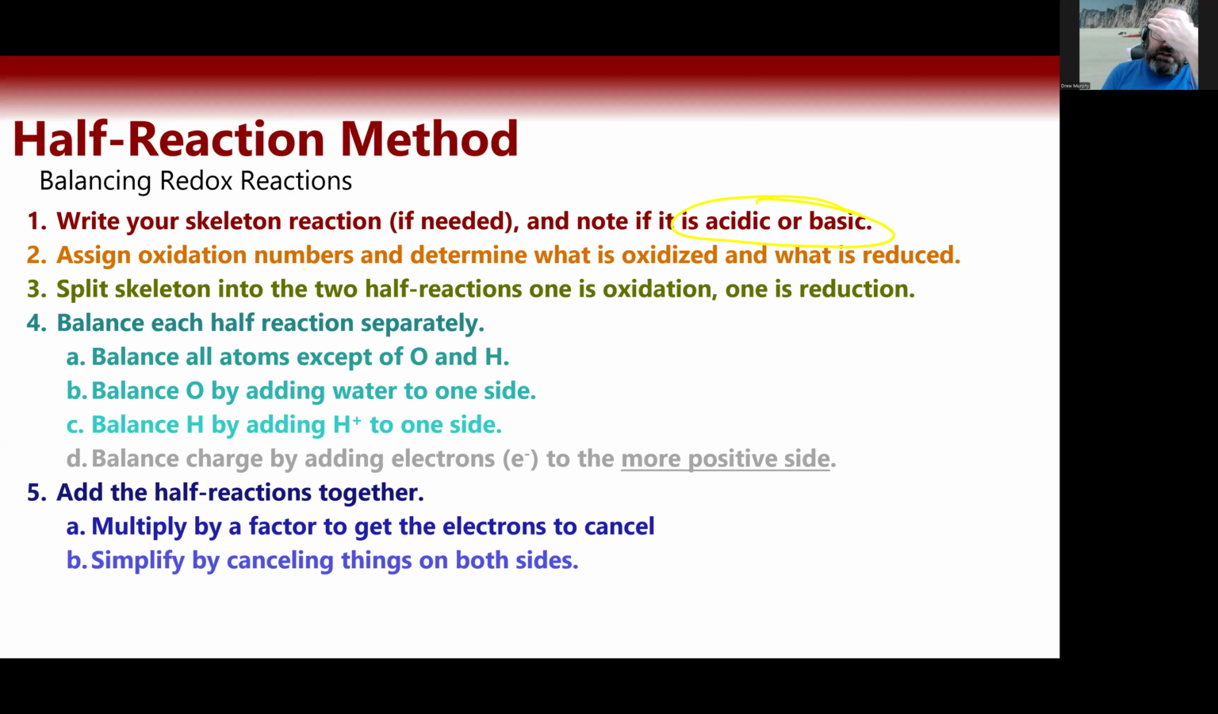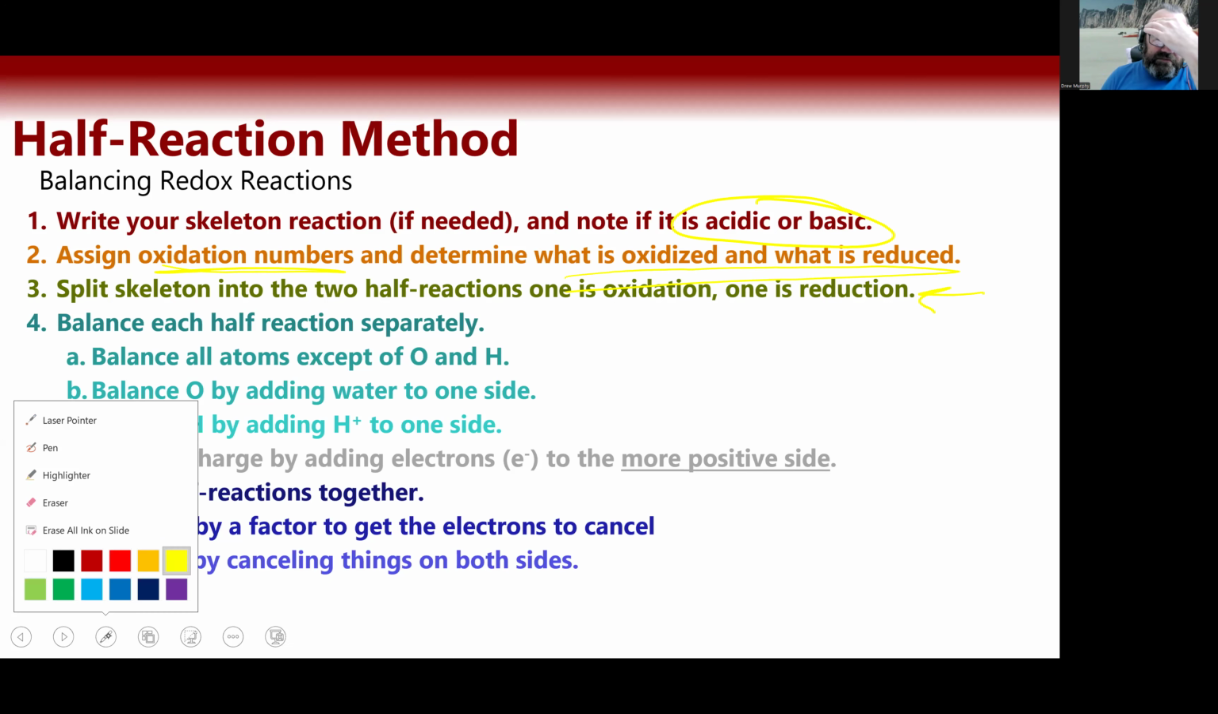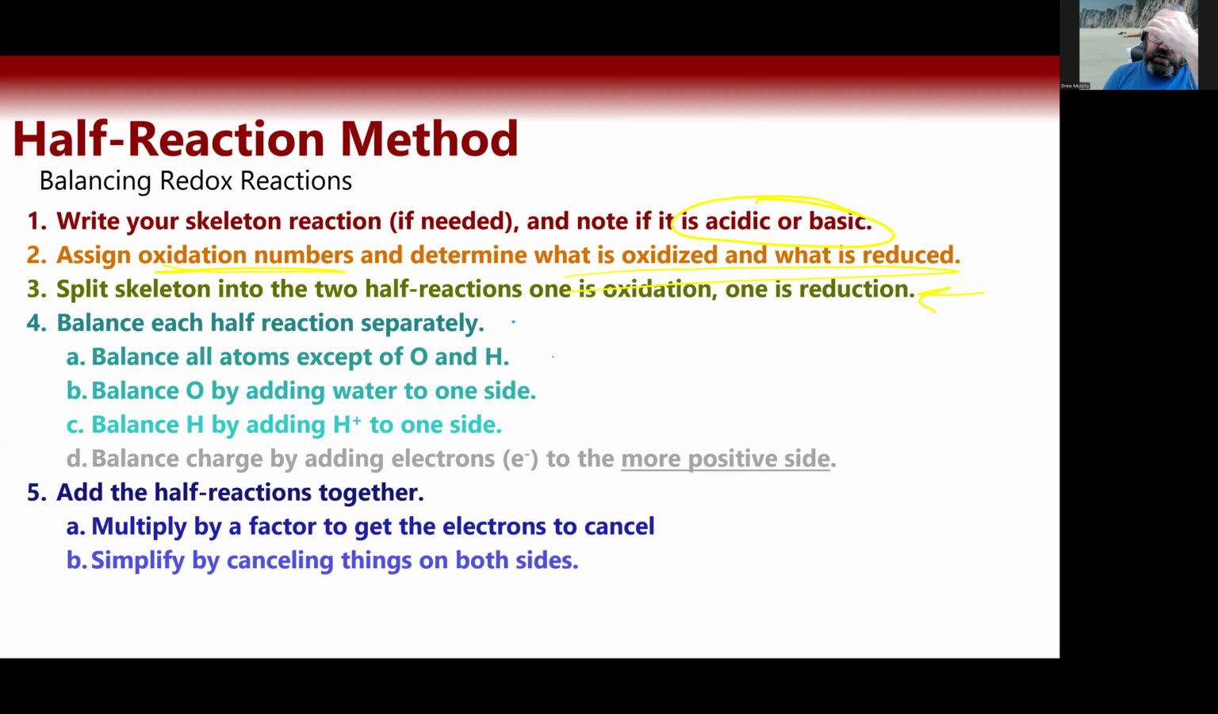We have to assign oxidation numbers and determine what's oxidized and what's reduced. We're going to make half reactions, and then we're going to balance each half on its own, which follows these steps. I'm going to walk you through this. And then we're going to add the halves together and cancel out anything that needs to be canceled. Okay, let's just dive into it and do it.